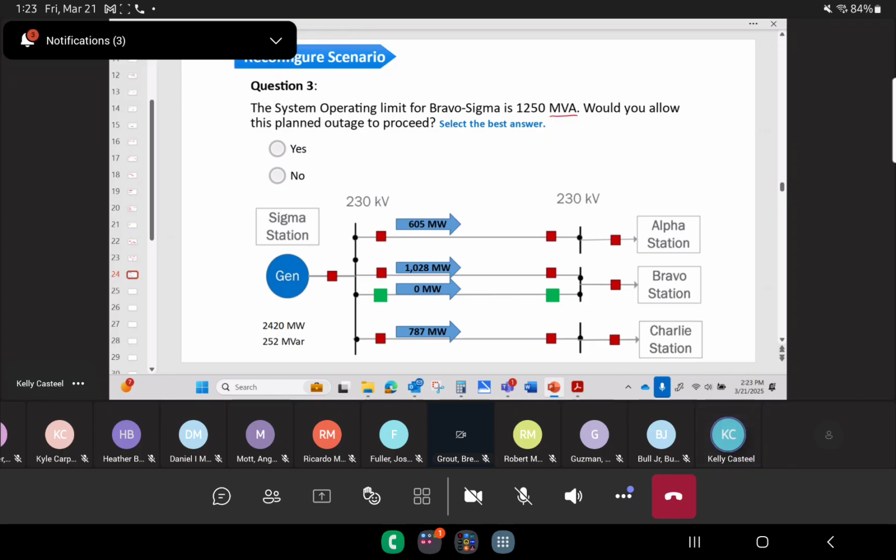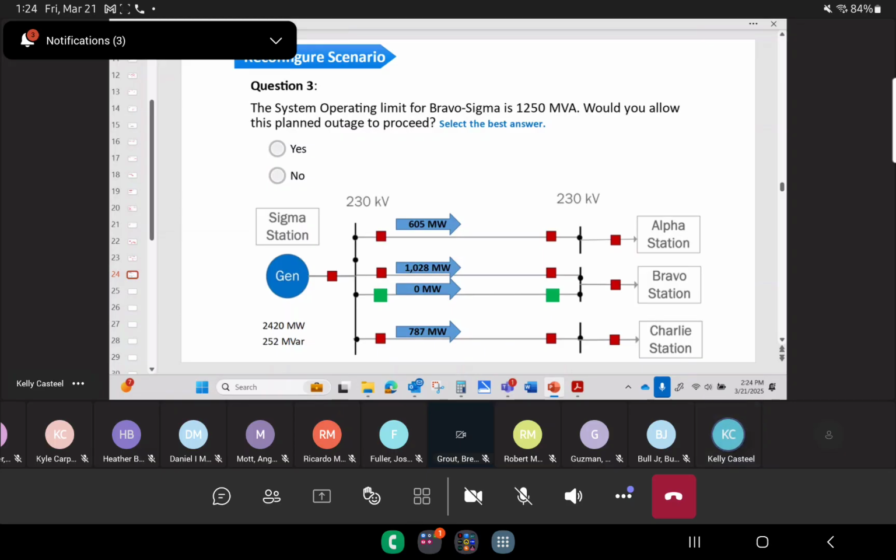You could come up with an estimate or a calculation on the relative impedance of these lines and try to divvy up that amount of megavar flow on those. And then if you come up with an estimate on the megavar flow that would be on this line, then you could calculate MVA. Again, that's well outside the scope of the NERC exam. You're not going to see anything close to that.